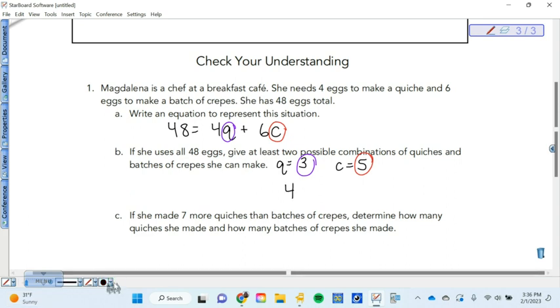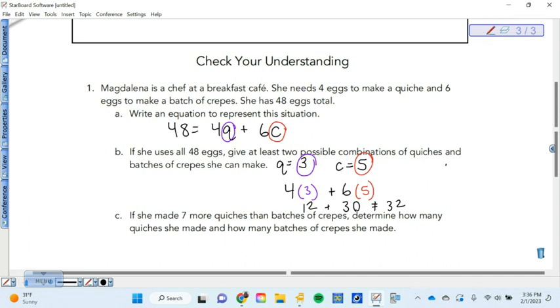4 times 3 plus 6 times 5. What's 4 times 3? 12. And what's 6 times 5? Is 12 plus 30 48? No, it's 42. So she could make that combination, but she'd have eggs left over, right? Let's try another one. So you got 0 crepes and 12 quiche.